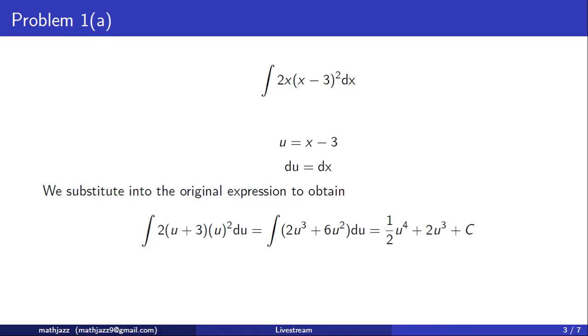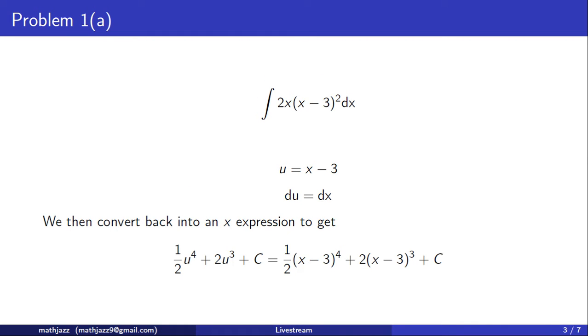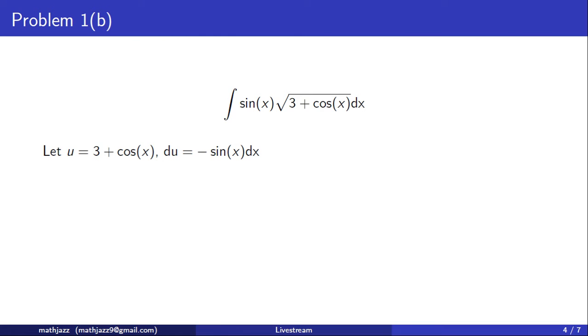But again, we're not done. We have to convert back into an x expression because our original problem was stated in x's, and we can't give our antiderivative in u's. Substituting back, we get 1/2 of x minus 3 to the 4th plus 2 times x minus 3 cubed plus c. That's our first problem.